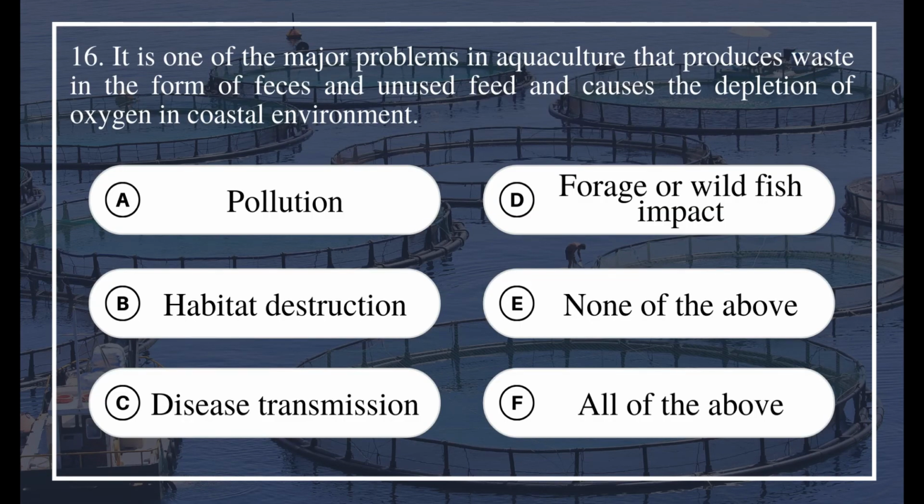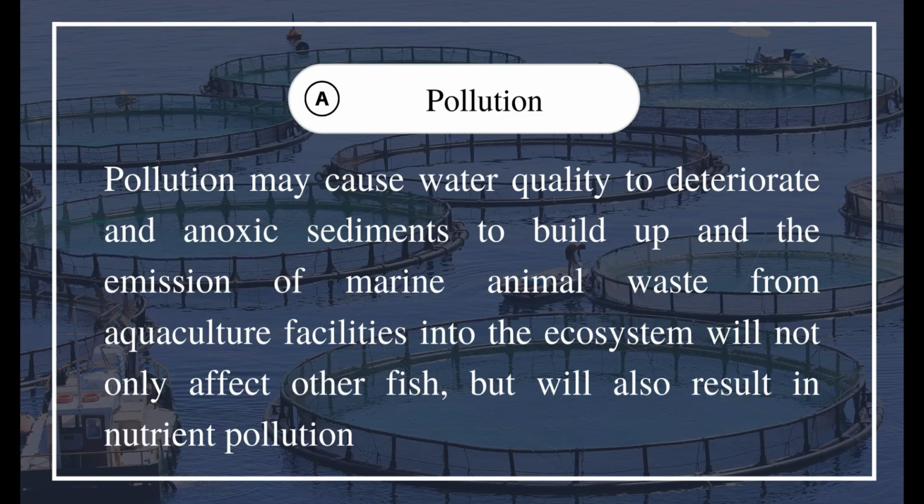16. It is one of the major problems in aquaculture that produces waste in the form of feces and unused feed and causes the depletion of oxygen in coastal environment. A. Pollution, B. Habitat destruction, C. Disease transmission, D. Forage or wild fish impact, E. None of the above, F. All of the above. The answer is A. Pollution. Pollution may cause water quality to deteriorate and anoxic sediments to build up, and the emission of marine animal waste from aquaculture facilities into the ecosystem will not only affect other fish, but will also result in nutrient pollution.